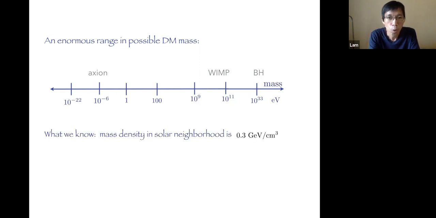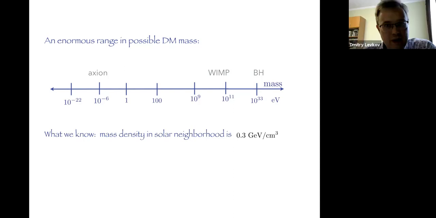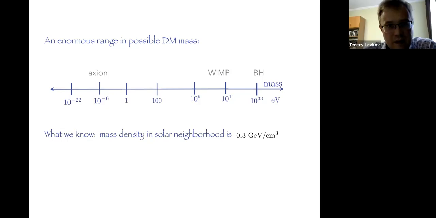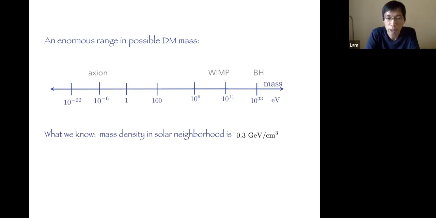And the mass density is about 0.3 GeV per cubic centimeter, as you might know. We can ask a very simple question. At what mass for the dark matter particle, below which the average interparticle distance would be smaller than the de Broglie wavelength? This is the same mass scale that was actually described in Dima's talk earlier.